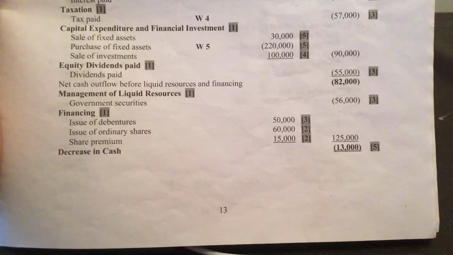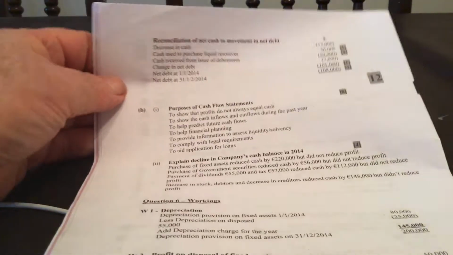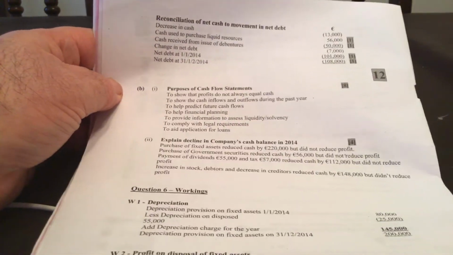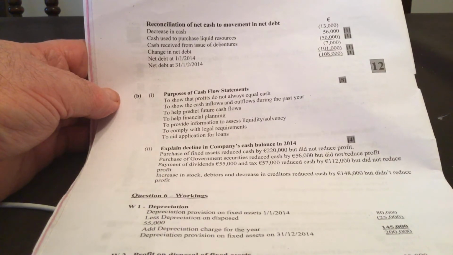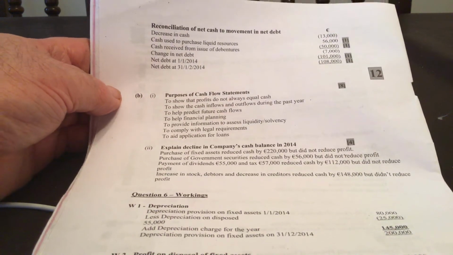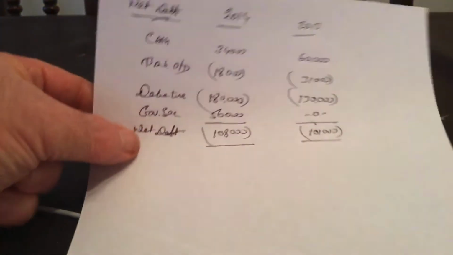Now we're nearly finished. The last thing you have to do is do a reconciliation of changes in cash to changes in net debt. So reconciliation of net cash to movement in net debt. Now the first thing we have to do here is calculate what the net debt is. So the net debt, I've worked it out here for you.